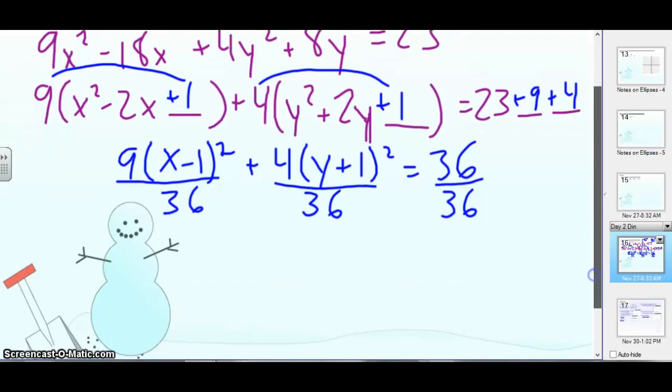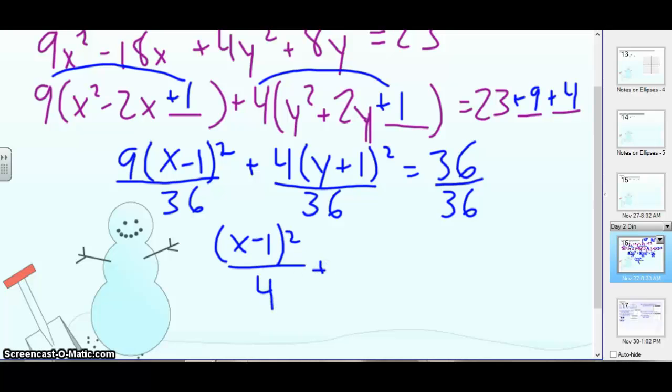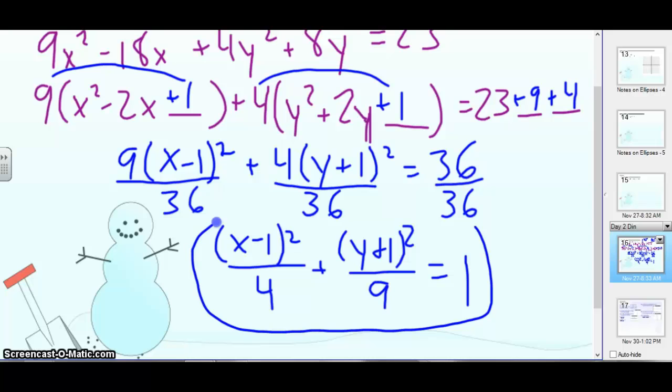So my final answer is going to be x minus 1 squared, and then 9 goes into 36 4 times, so I get a 4 on the bottom, plus y plus 1 squared, and 4 goes into 36 9 times, so I get a 9 on the bottom, equals 1. So that is my equation.